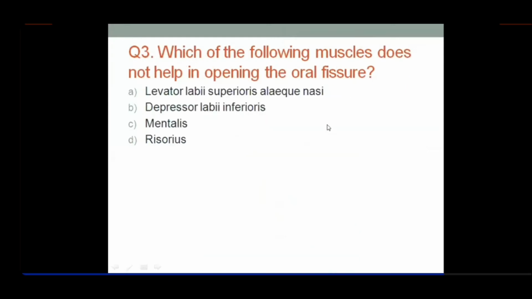Next, which of the following muscles does not help in opening the oral fissure? Read carefully and understand this well. The options are levator labii superioris alaeque nasi, depressor labii inferioris, mentalis, risorius. Which muscle is not helping in opening the oral fissure? Mentalis, sir. Sir, depressor labii inferioris. Okay, will anyone else answer?